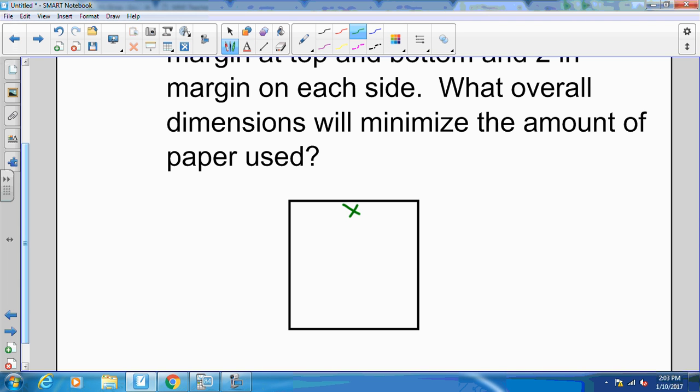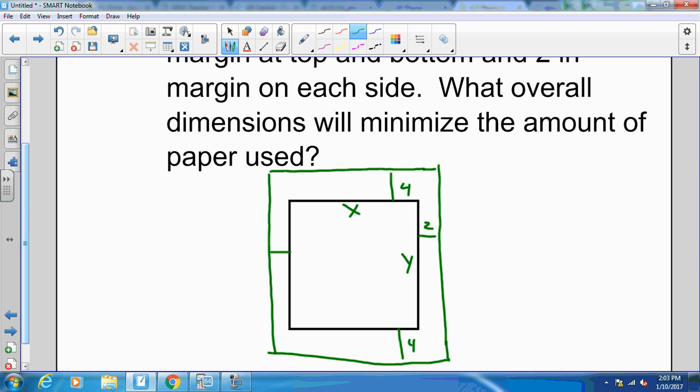So I'm going to have to call the length and width something like X and Y, or L and W, I don't know. Then we are told that there is a 4-inch margin on each top and bottom, and a 2-inch margin on each side. What that means is that around the boundaries here, we have a certain amount of border that goes into the total amount of paper that is going to be used. This is where the text happens, and the margin is extra paper that's used.